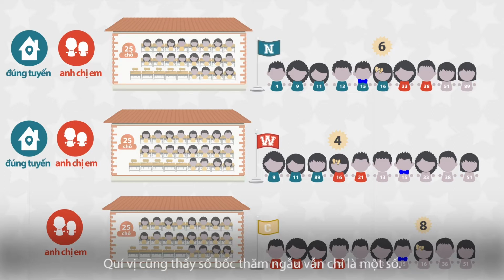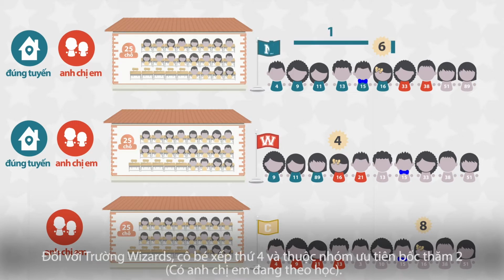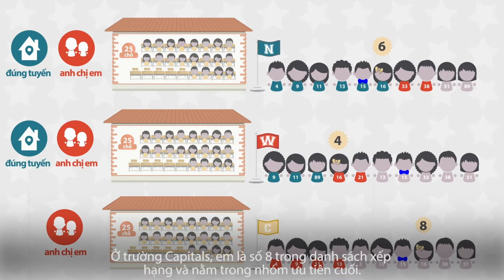You can also see that her random lottery number is always the same. Once assigned, the random lottery number does not change. For Nat's School, she is 6th in line and part of Lottery Preference Group 1, in boundary. For Wizard School, she is fourth in line and part of Lottery Preference Group 2, sibling attending. For Capital School, she is 8th in line and in the last Lottery Preference Group.